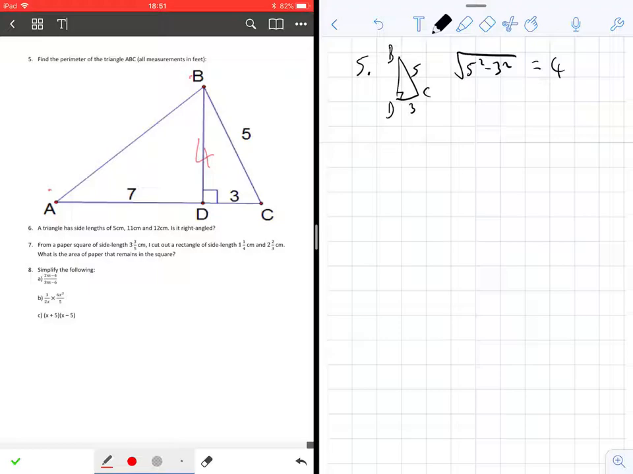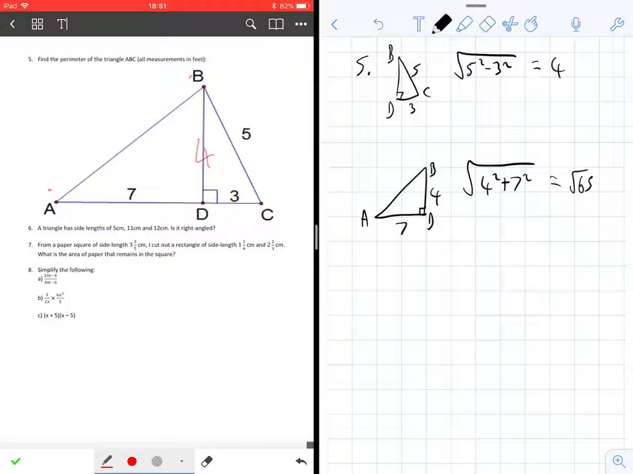Now I'm going to use the triangle BDA. I've got 7 and 4. This time I am finding the hypotenuse, so I'm going to be adding. So that's the square root of 65. I'm going to leave it in exact form for now. The question doesn't really specify, but I'll leave it in exact form for now.